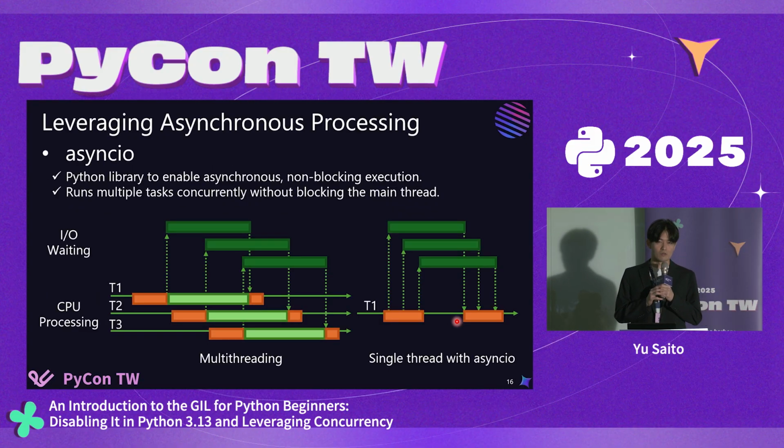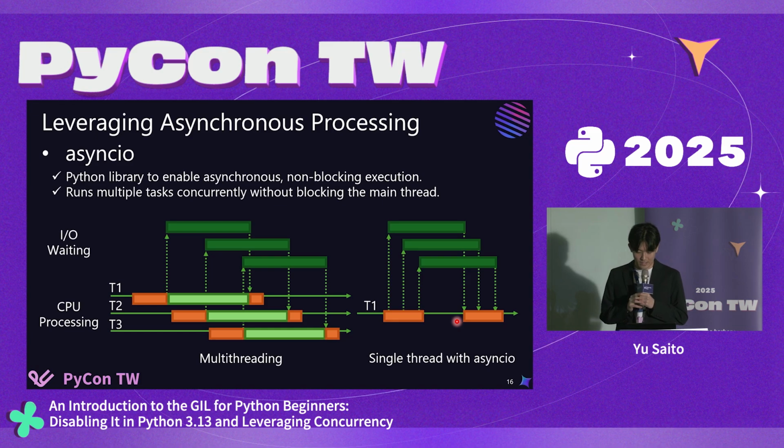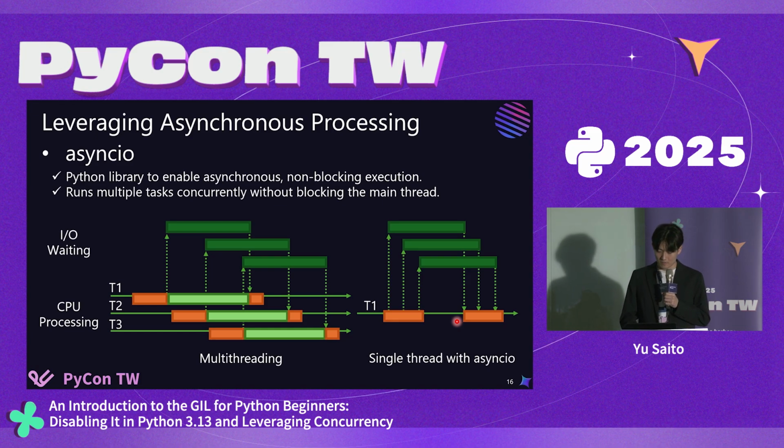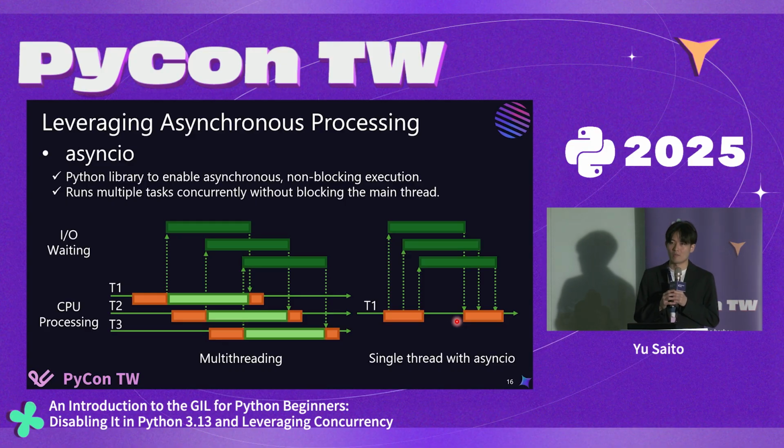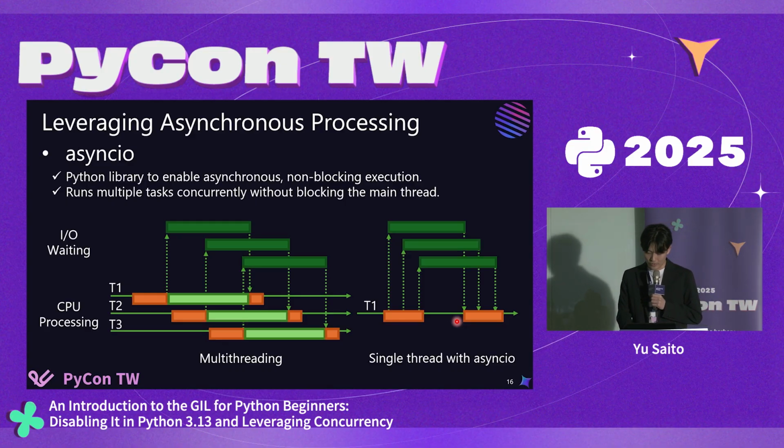The second approach to overcome GIL constraints is to use asynchronous processing. A particularly well-known Python library is asyncio. Asyncio does not block threads while waiting for I/O operations like network connections, file I/O, and database access. So you can run the program in one thread with asyncio, like in the graph. The left graph is multithreading, and the right graph is a single thread with asyncio.